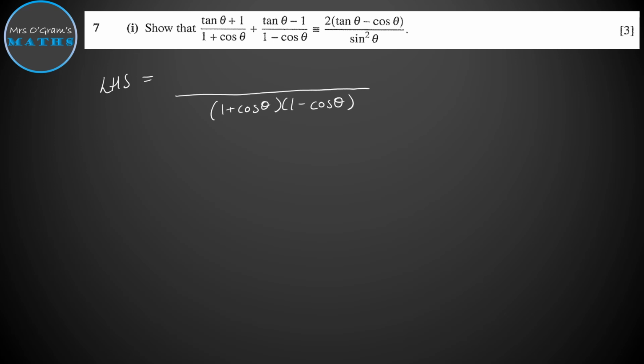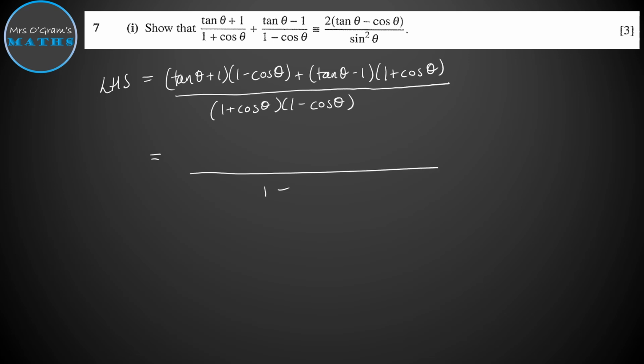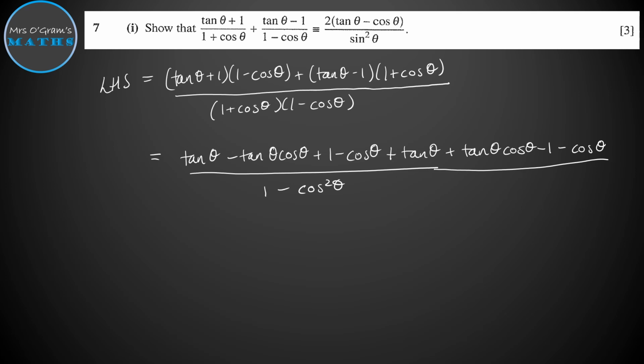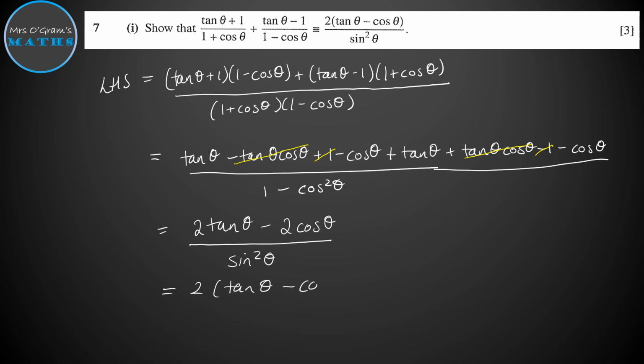I'll just skip ahead a little bit. Now the bottom of that comes to 1 minus cos squared. And if you multiply out the brackets, you will get a very long expression, but we can start cancelling out some stuff. So we have a minus tan theta cos theta and a plus 1 there. We have a plus 1 and a minus 1 there. And of course 1 minus cos squared is sine squared theta. And then we will have what we were looking for from the beginning.